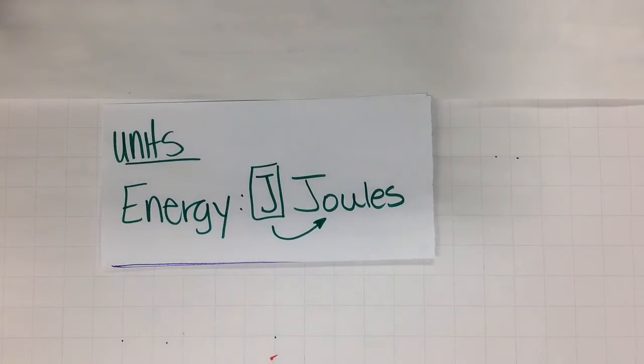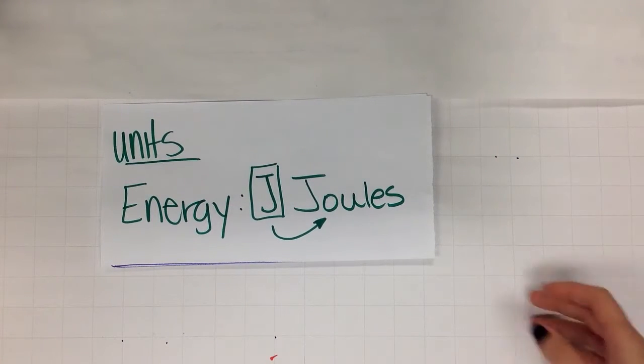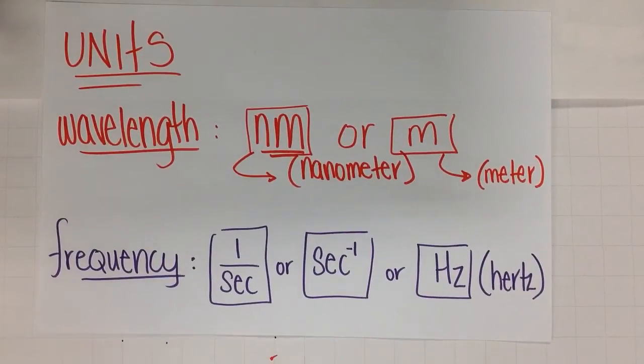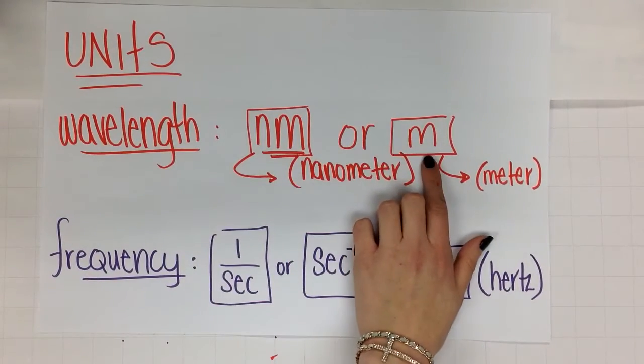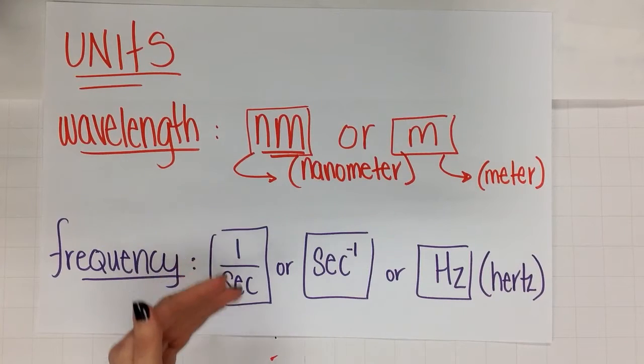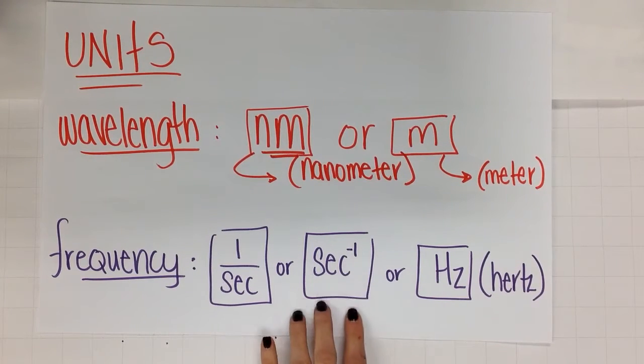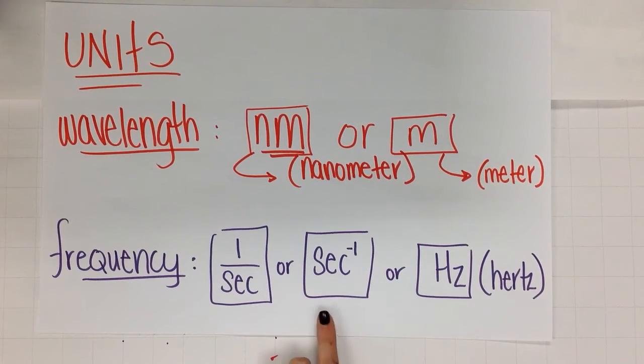Some other important things to know are some units that we will be using. So we're going to be calculating energy. So the unit for energy is J, which stands for joules. The unit for wavelength and frequency are seen here. Wavelength usually is measured in nanometers, but sometimes we get meters. Frequency is measured in 1 over a second or a second to the minus 1, kind of like what you do in math when you take a fraction and just turn it into a regular format, we'll call it. Or hertz, Hz. These are the three different types of units for frequency.